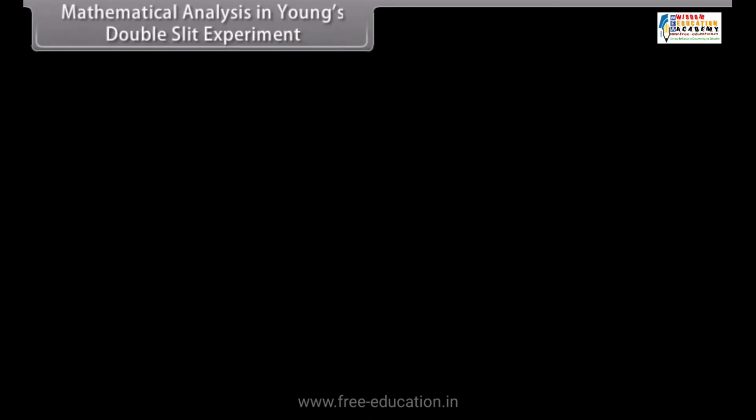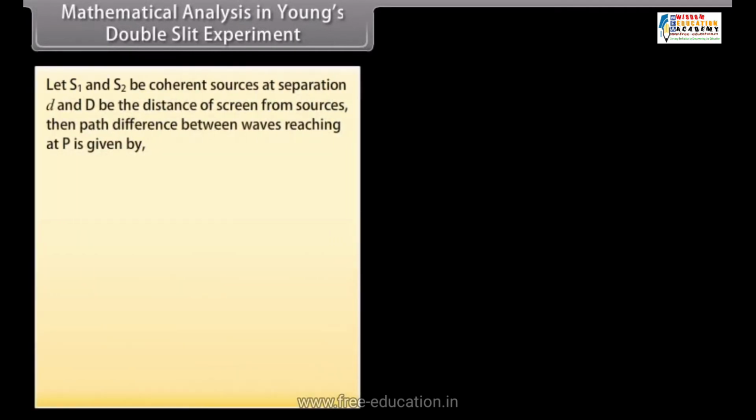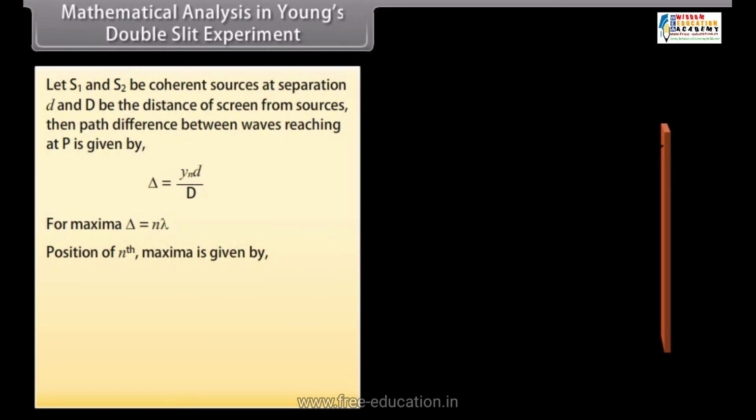Mathematical analysis in Young's double slit experiment. Let S1 and S2 be coherent sources at separation d and capital D be the distance of the screen from the sources. Then the path difference between waves reaching at P is given by y_n d divided by D. For maxima, delta is equal to nλ, and the position of the nth maxima is given by nDλ/d. The position of the nth minima is given by (n minus 1/2) times Dλ/d.